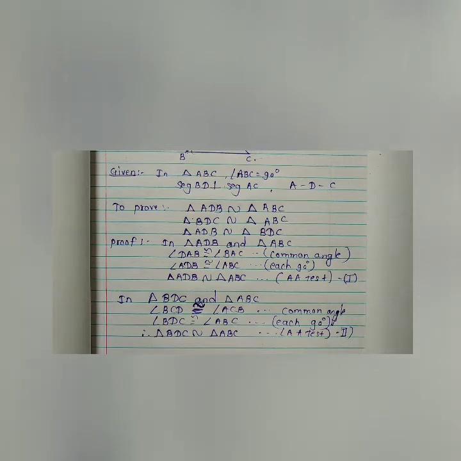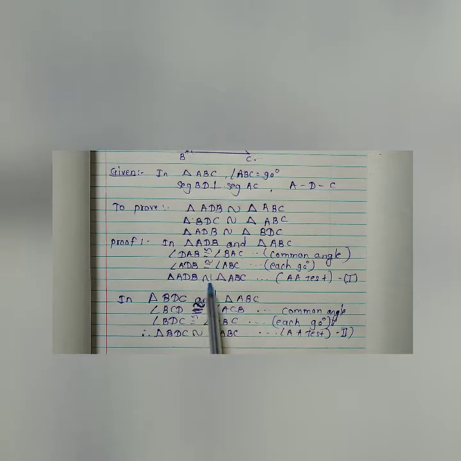From first and second, triangle ADB is similar to triangle BDC by using the transitivity property. Suppose triangle ADB is the first triangle, triangle ABC is the second triangle, and triangle BDC is the third triangle. Then what is the property of transitivity? If the first triangle is similar to the second triangle, and the second is similar to the third triangle, then obviously the first triangle is similar to the third triangle. Here, suppose ADB is the first triangle and ABC is the second triangle.